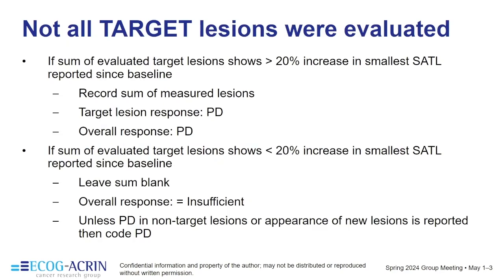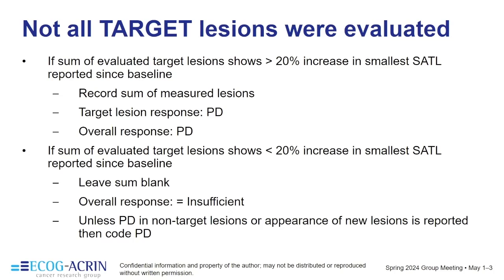If not all target lesions were evaluated, and the sum of evaluated target lesions shows greater than 20% increase in the smallest sum reported since baseline, you can report the sum of measured lesions. The target lesion response is then considered progressive disease, and the overall response will be considered progressive disease.